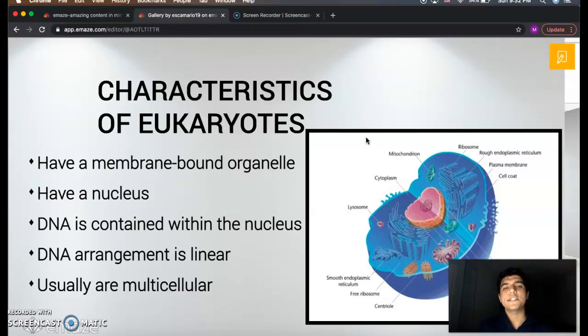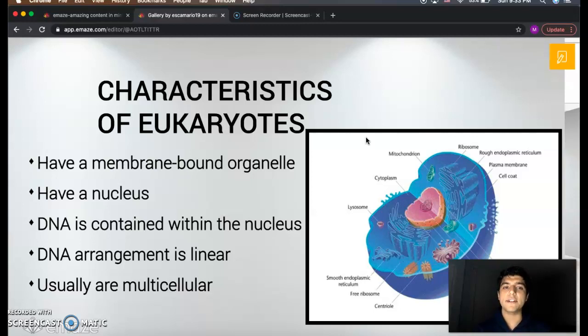So right here, characteristics of eukaryotes. Okay, so like I said, eukaryotes are more complex than prokaryotic cells. They tend to be bigger, and they also have membrane-bound organelles. Okay, which is one of the key ways that you can differentiate between a eukaryote and a prokaryote.